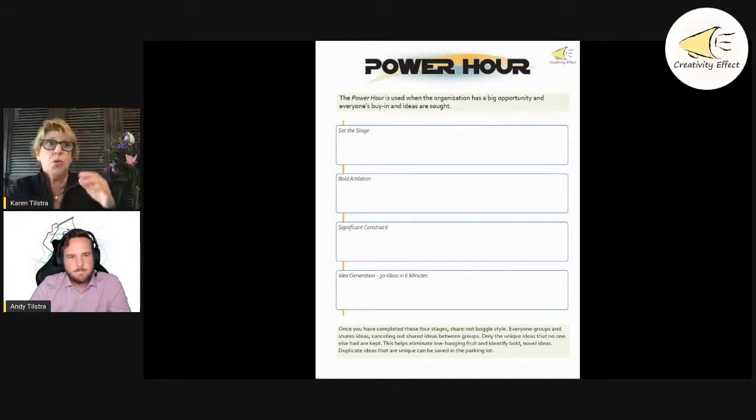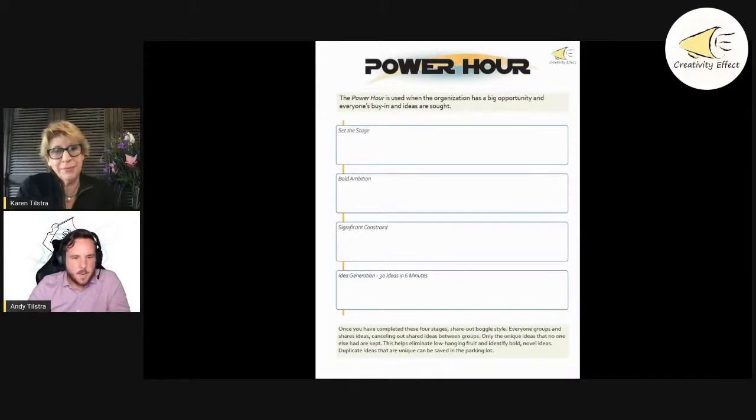Use it when you want to get involvement or input from a large group of people, and you have a group that's working on a project, and you have a very bold ambition with a very significant, clear constraint, and people can weigh in from all over. It's simple, it's easy, and people appreciate it.